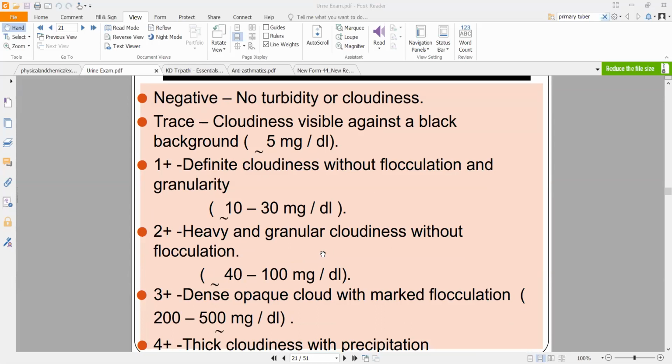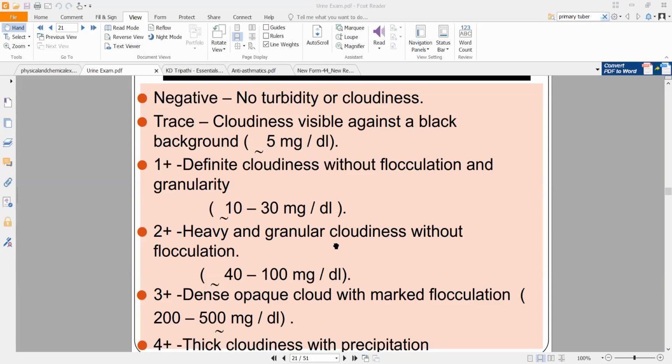Second point, when will you give +2? That is when you see heavy and granular cloudiness without flocculation, meaning you will literally see granules in the urine. Once you add acetic acid and you see the turbidity, you will see small granules present inside that solution. That will indicate around 40 to 100 mg per deciliter of protein being present in your urine.